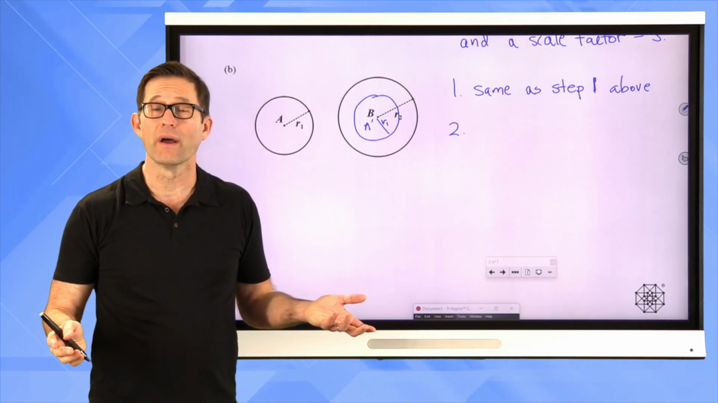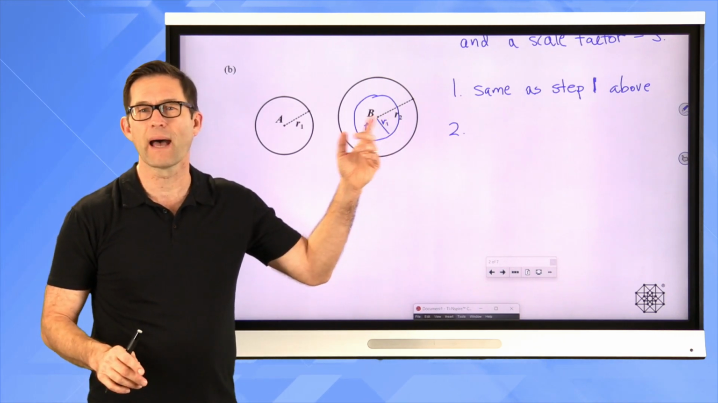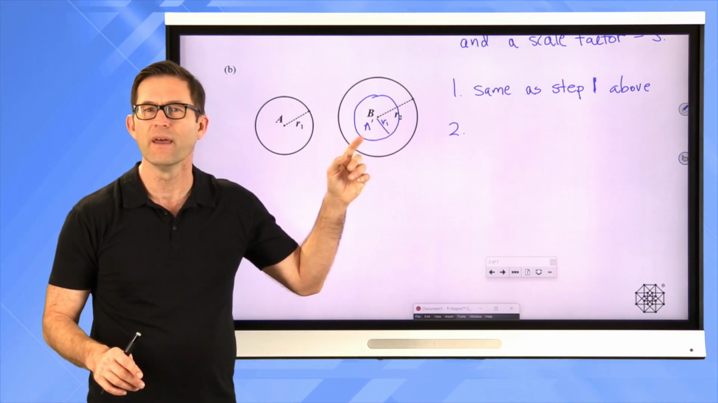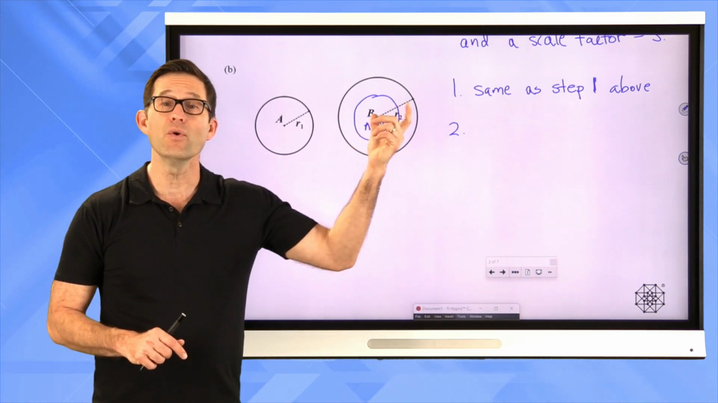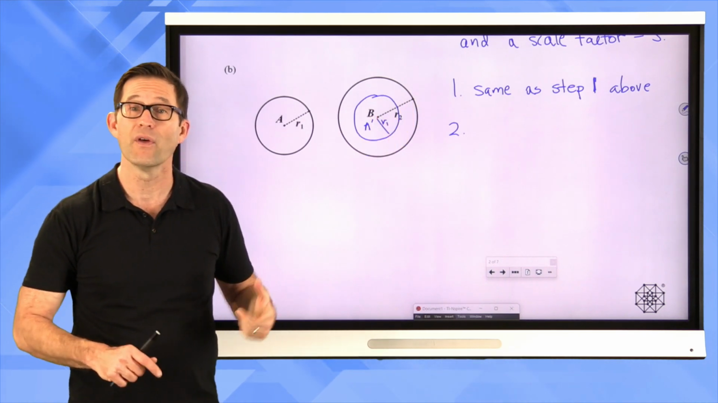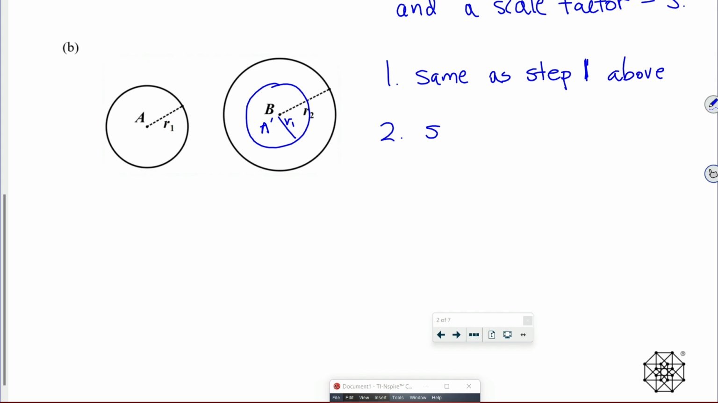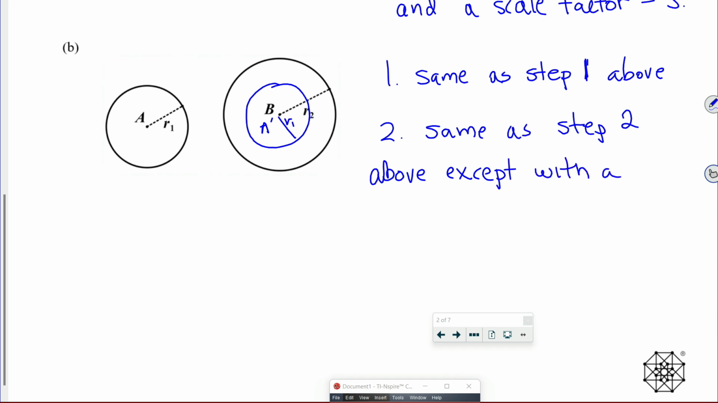Now, the tricky thing is what always happens when I've got these abstract things, R2 and R1. But keep in mind, whenever I did similarity transformations before, I would always take the new image length divided by the old image length. So in number 2, same as step 2 above, except with a scale factor equal to R2 divided by R1.